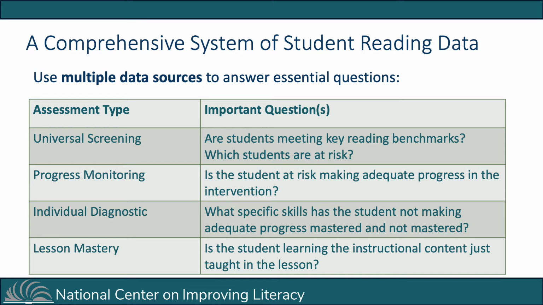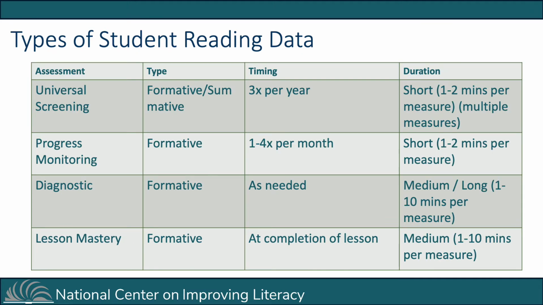And then finally we have lesson mastery, and the important question for lesson mastery to answer for us is, is the student learning the instructional content just taught in the lesson? Another table looking at those 4 different types of student reading data shows us the type of data for each of those. Is it formative or summative? The timing, you can see we go all the way from 3 times a year with universal screening down to lesson mastery that's at the completion of a lesson.